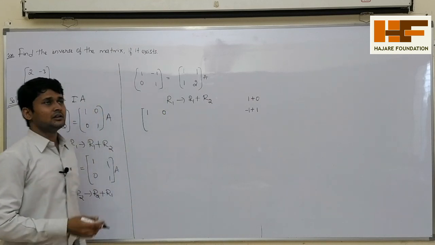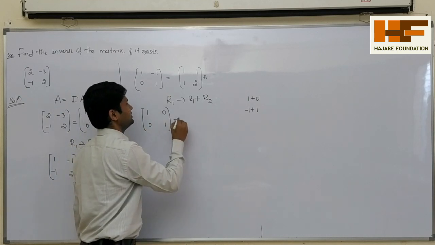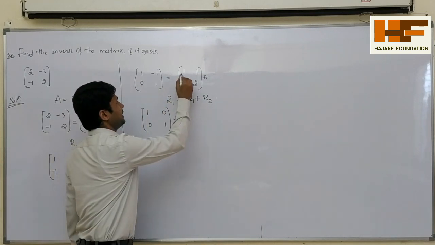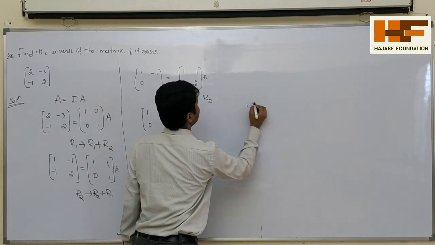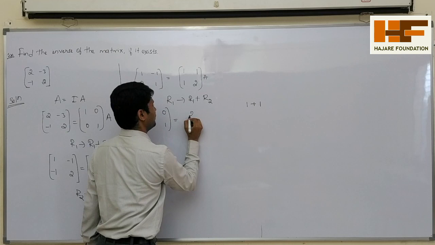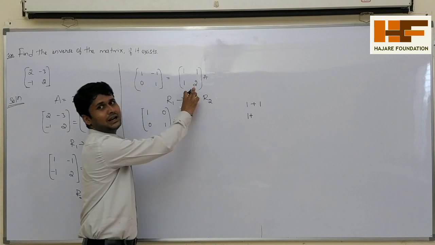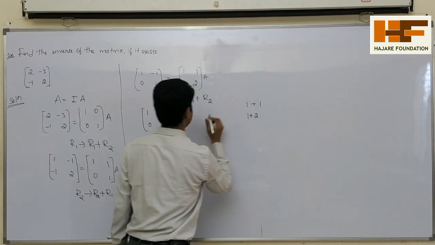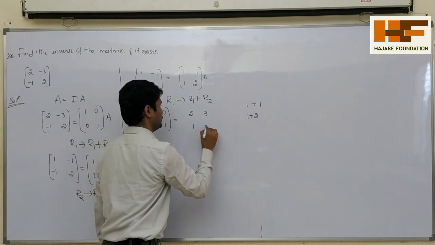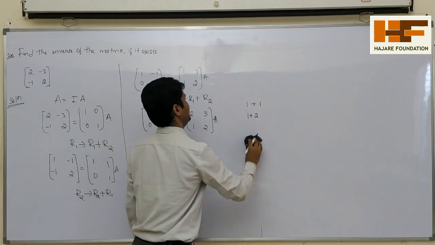0. Next, write second row as it is 0, 1, which is equal to, same operation we have to do in RHS side. Write R1 element, R1 plus R2. Corresponding R2 element is 1. 1 plus 1, 2. Next, R1 element 1 plus corresponding R2 element 2. 1 plus 2, 3. Right? Second row as it is 1, 2. Right? This A as it is into A.